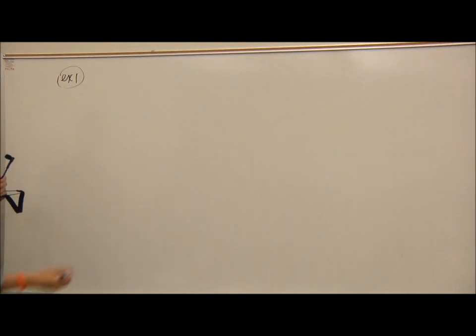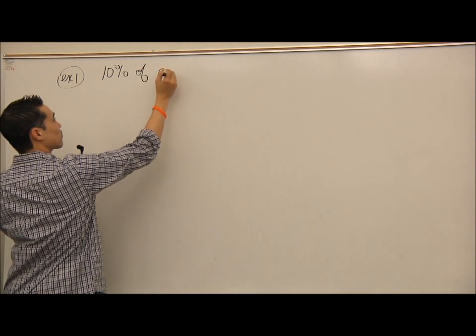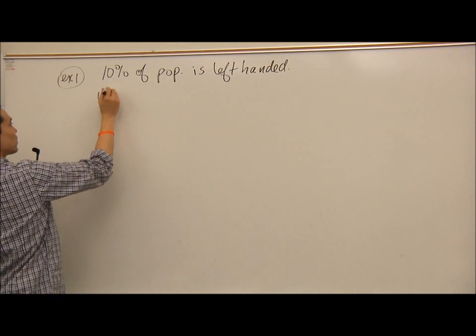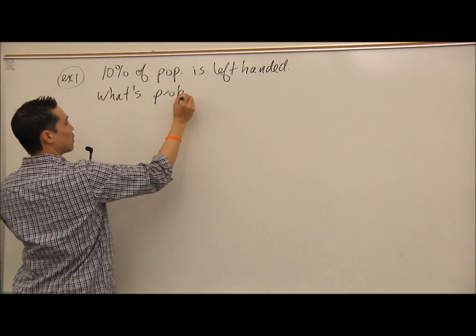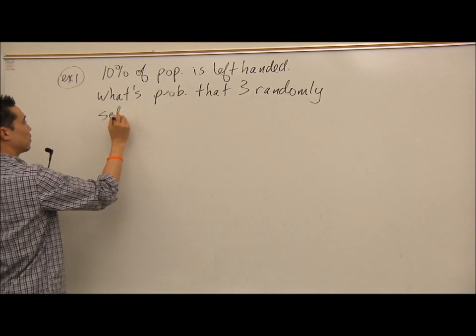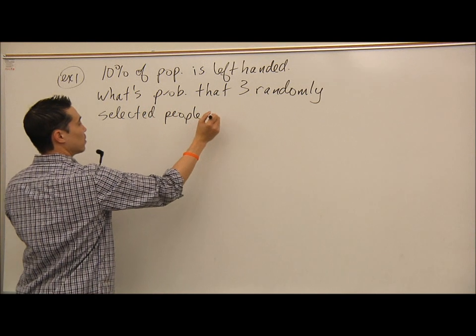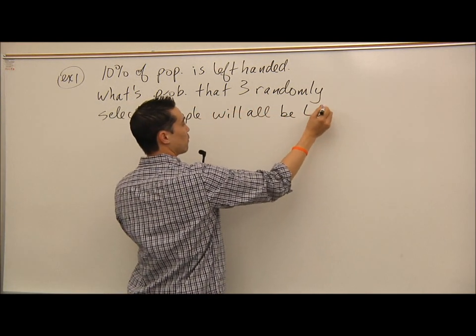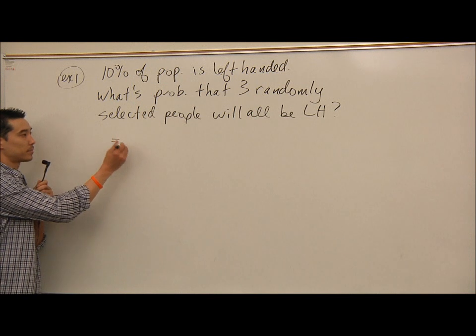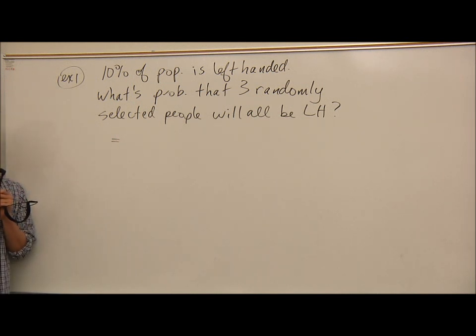Okay, so let's take a look at these two examples. How I do this example, let's say it's given that 10% of the population is left-handed. What's the probability that 3 randomly selected people will all be left-handed? Okay, how would you guys do this problem? 10% of the population is left-handed. What's the probability that 3 randomly selected people in the whole world, we're just going to pick 3 people, what's the probability that all of them are left-handed? How would you do that?